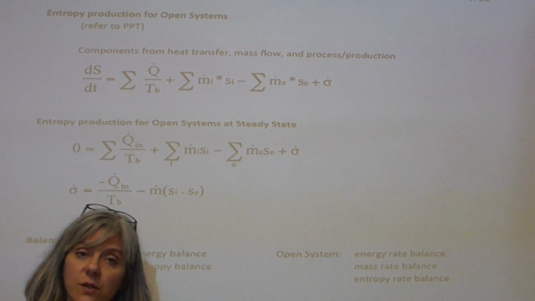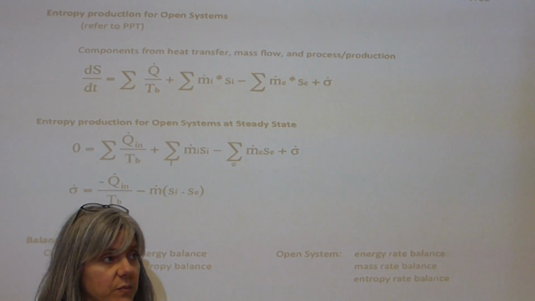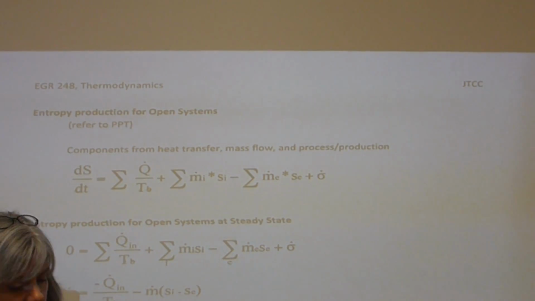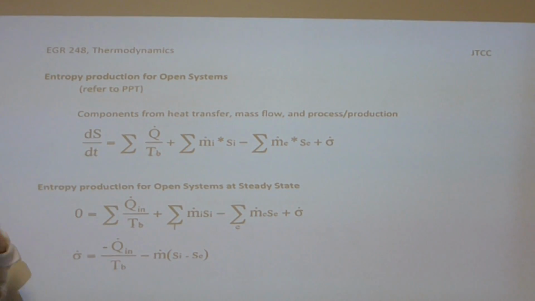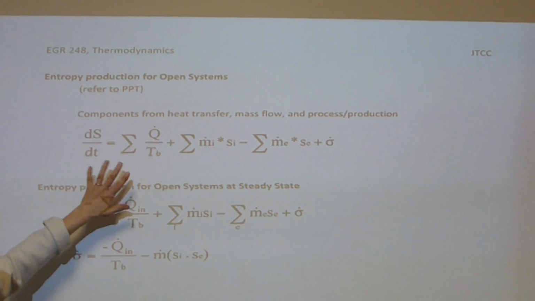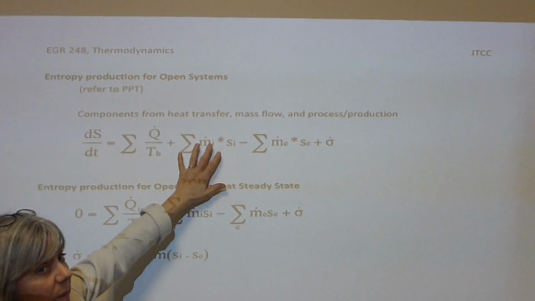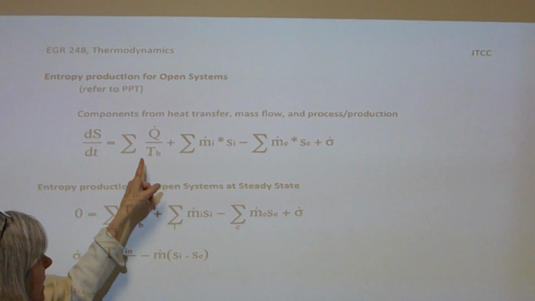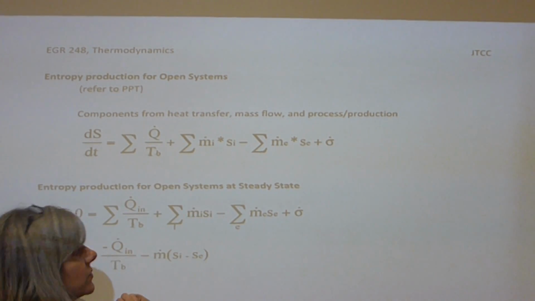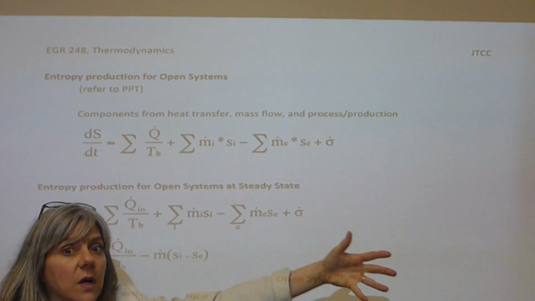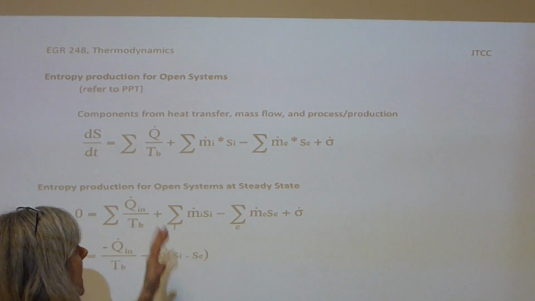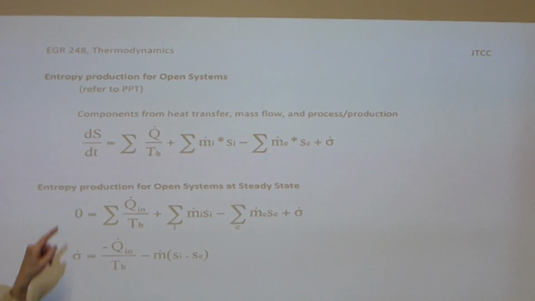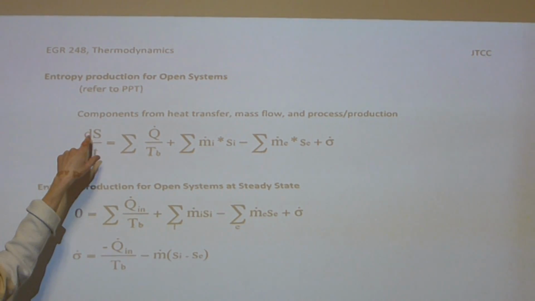Okay, so we've talked about entropy production for closed systems. Now we need to look at open systems. Again, you can look at the PowerPoint for more information. Let me move this down just a little so I can look at it. Here are the components. We have components from heat transfer and from mass flow, because this is an open system. Entropy can come in through heat transfer or through what's flowing into the open system, minus what's flowing out, plus whatever is produced. So we have a heat transfer, a mass flow, and a production component. This is the change in entropy on a time basis.